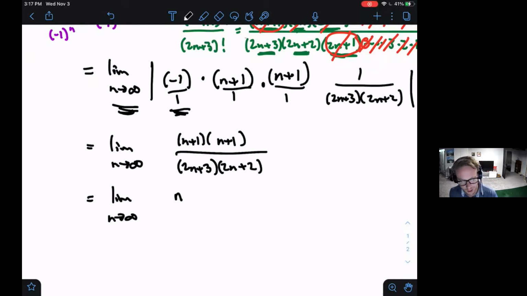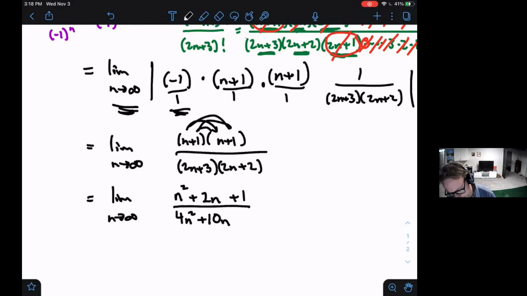So if I FOIL out in the numerator, the firsts, n times n is n squared. The inners, 1 times n is going to be n. The outers, n times 1 is going to be n. And the lasts, 1 times 1 is going to be 1. Of course, you can combine like terms. So instead of writing n plus n, you could write 2n. And similarly, if you FOIL out in the denominator, we're going to have 4n squared. Let's see, 6n and 4n is going to make 10n, and then 3 and 2 is going to make 6. So I did that one a little bit faster there. I write it like this because this is really nice to take derivatives of.